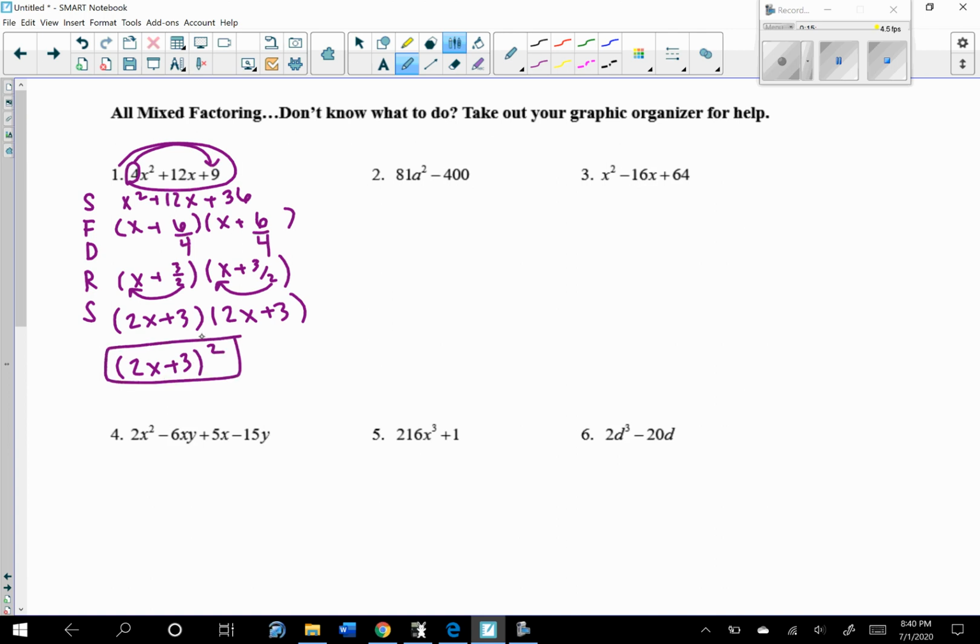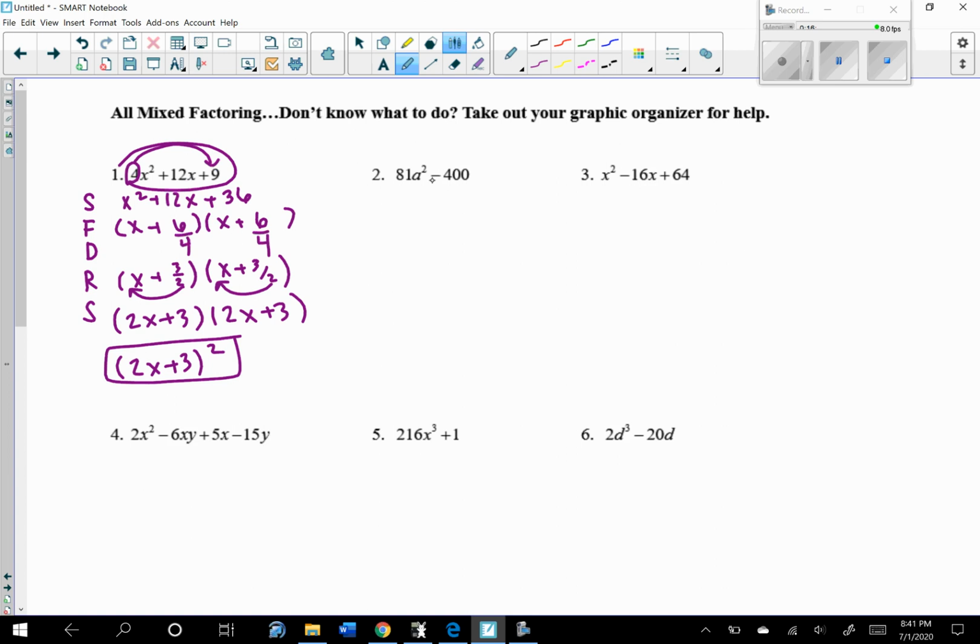Looking at number 2, first thing I notice is there's two terms and there's a minus sign. So either it's going to be the difference of two cubes or the difference of two squares. I have to figure out which one. So first look for greatest common factor. There is none. So if I look here, I can take the square root of 81 and 400.